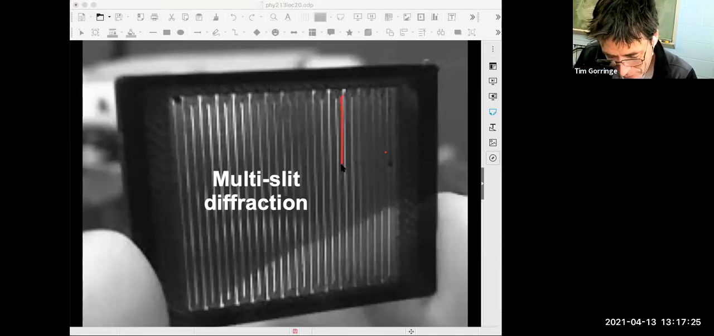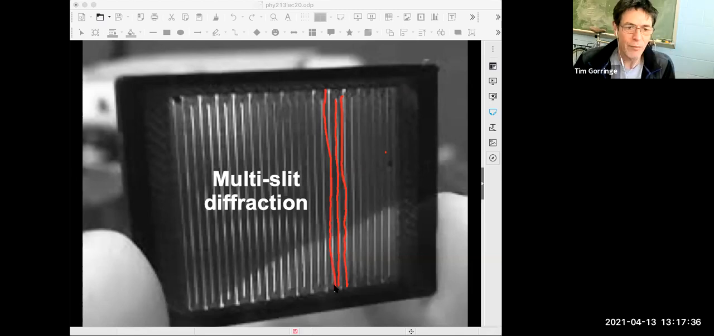So here's a slit. Here's the neighboring slit. Here's the neighboring slit, and so on and so forth. So there must be 30 slits on this slide, something like that. So that's a multi-slit diffraction grating. We use this word grating. We say multi-slit diffraction grating, or we just say diffraction grating, implying that it's a multi-slit diffraction arrangement.